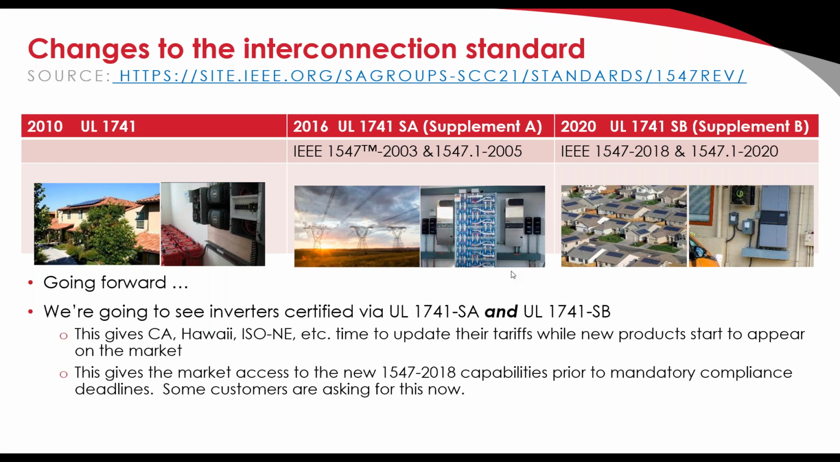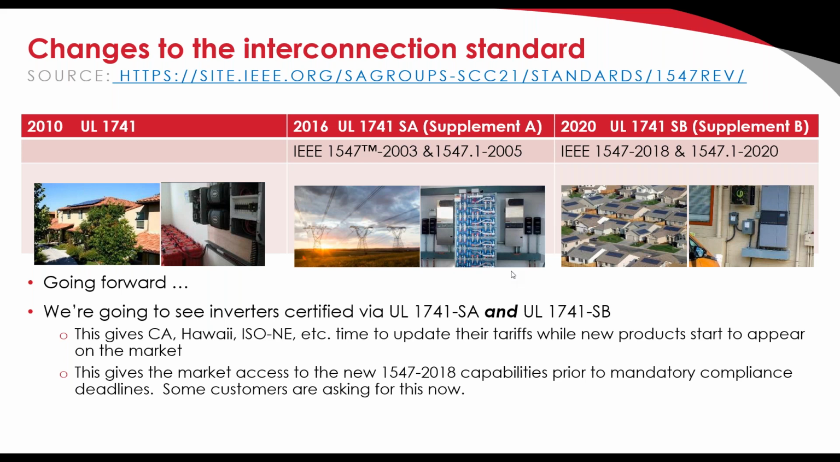And then what the UL group is working on right now with input from industry is 1741 SB, or Supplement B, and that's going to have direct references to 1547 2018 and 1547.1 2020. So going forward, we're going to see inverters certified via both UL 1741 SA and UL 1741 SB. And that's going to give markets like California, like Hawaii, like ISO New England, time to update their tariffs while new products start to appear on the market that address these requirements.